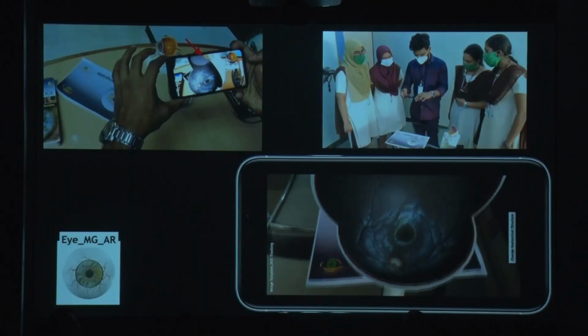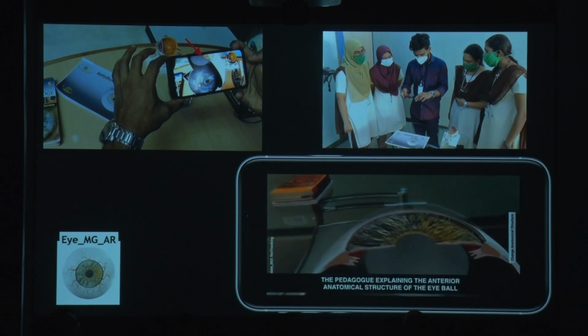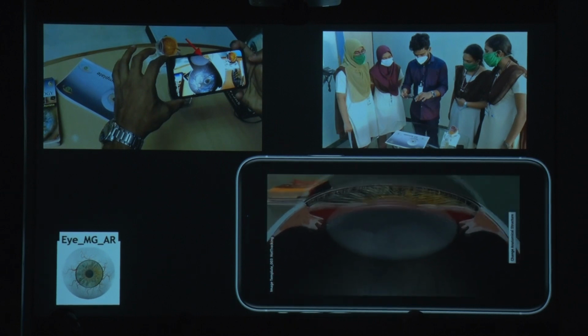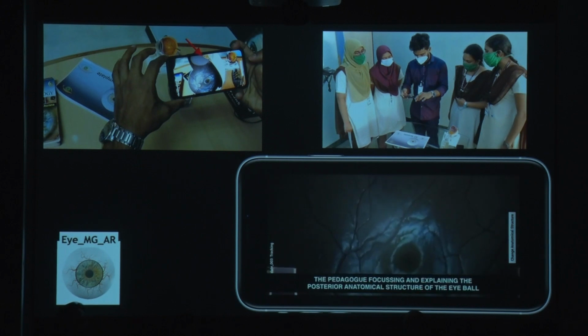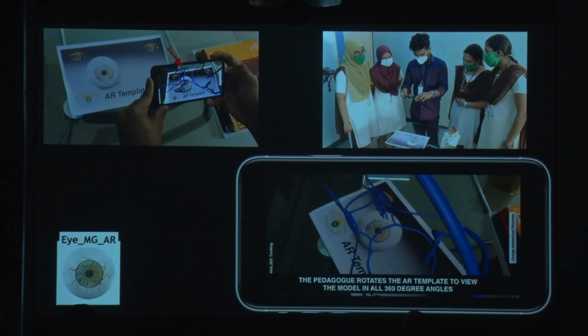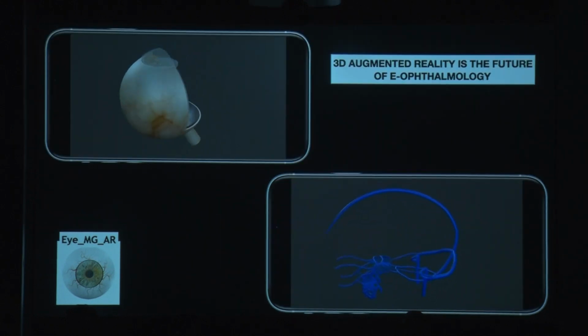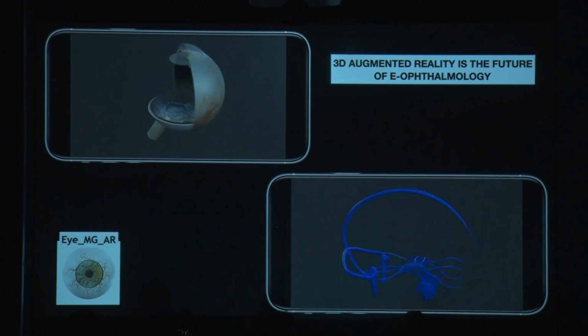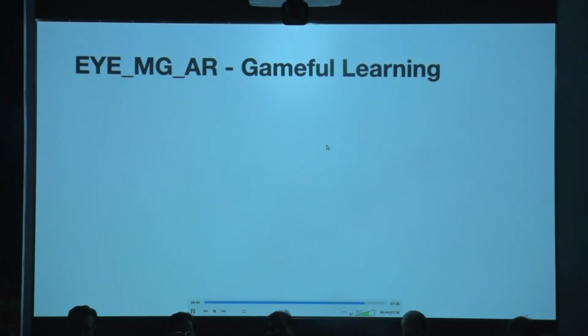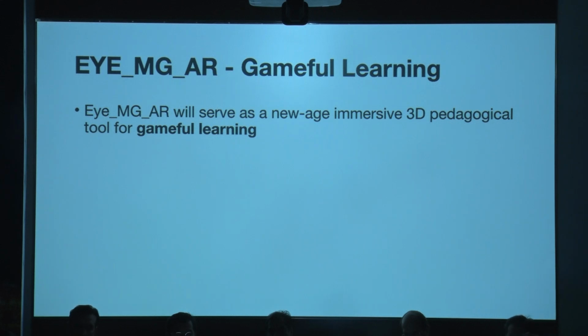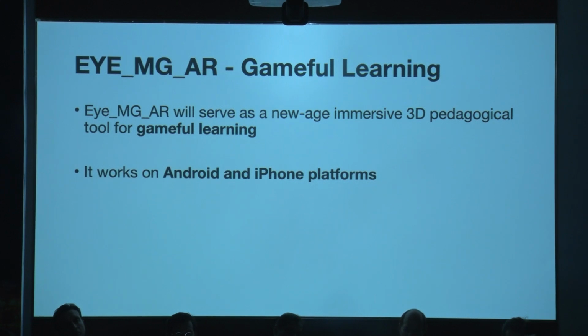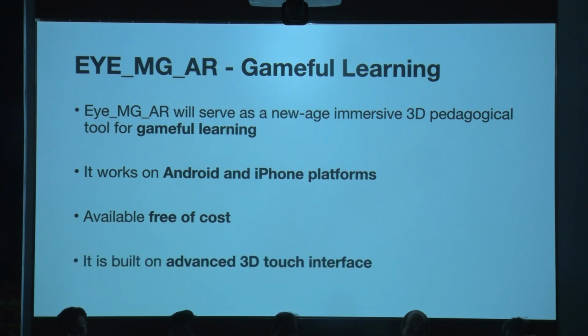For pedagogical transformation, augmented reality models can open a new world of photoreal cinematic experience with gameful e-learning. 3D augmented reality is the future of e-ophthalmology, especially during the COVID-19 era. IMG AR will serve as a new age immersive 3D pedagogical tool for gameful learning. It works both on Android and iPhone platforms. It is available free of cost and it is built on advanced 3D touch interface.